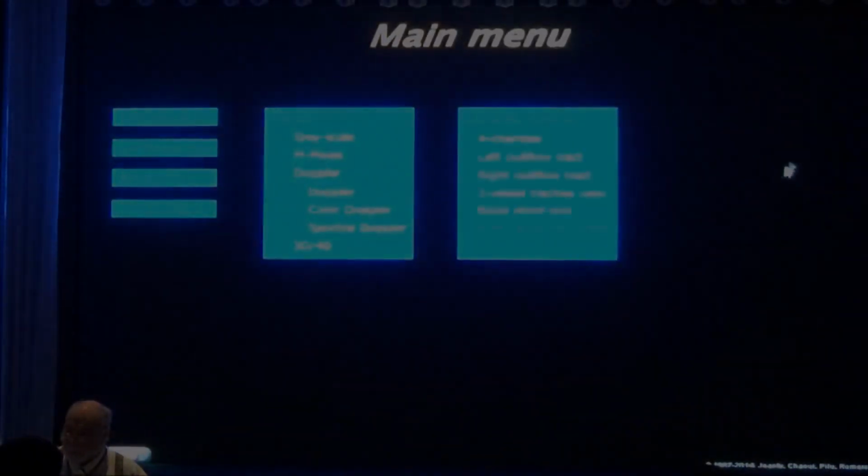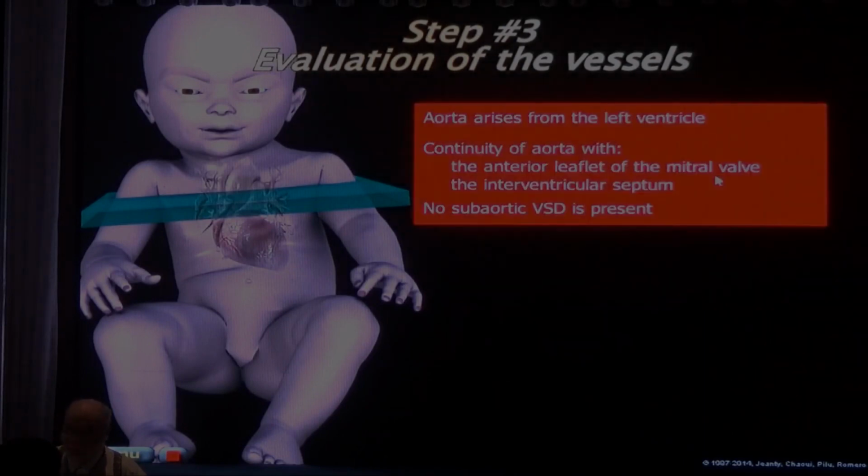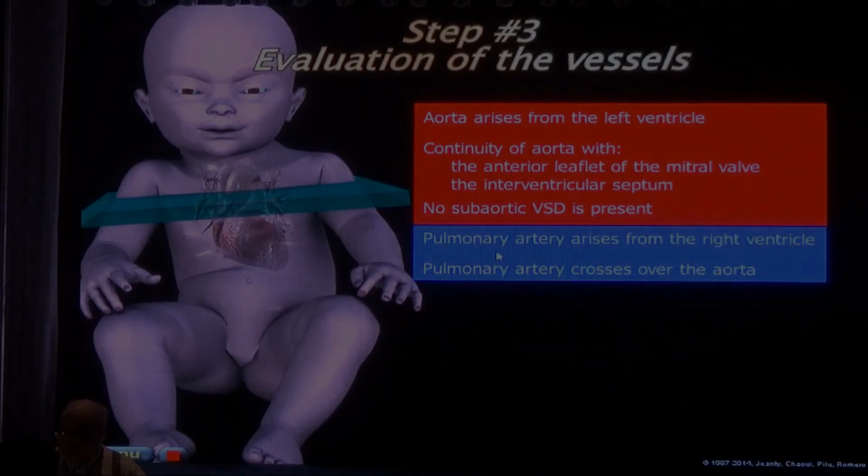Now, in step 3, we're going to be looking at the vessels, not far from the heart like we did in the first segment, but we're going to look at them right at the heart. And what we want to make sure is that the aorta is arising from the left ventricle. We want to see the continuity of the aorta with the anterior leaflet of the mitral valve and the interventricular septum. Remember, that's what we do in the left atrial view. We want to make sure there's no subaortic ventricular septal defect. And then we look at the pulmonary artery, and you want to make sure it comes from the right ventricle, and it crosses over the aorta.